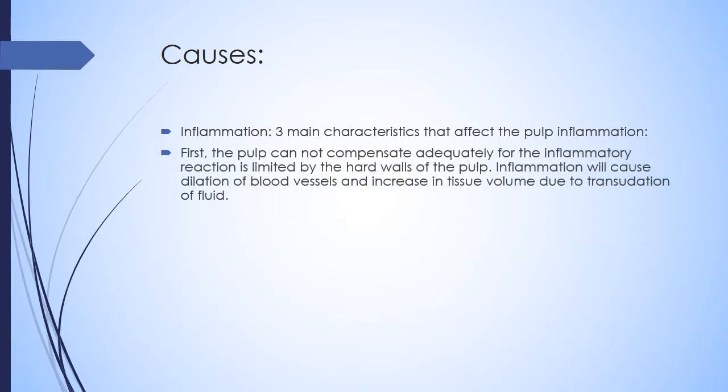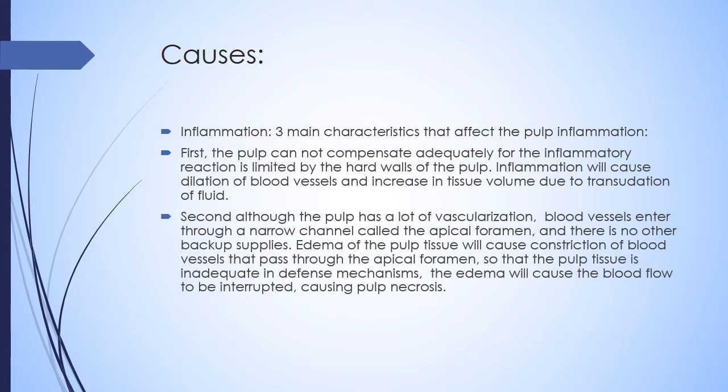What are the causes? Inflammation. There are three main characteristics that affect pulp inflammation. First, the pulp can't compensate adequately for the inflammatory reaction, which is limited by the hard walls of the pulp. Inflammation will cause dilation of blood vessels and an increase in tissue volume due to transudation of fluid.